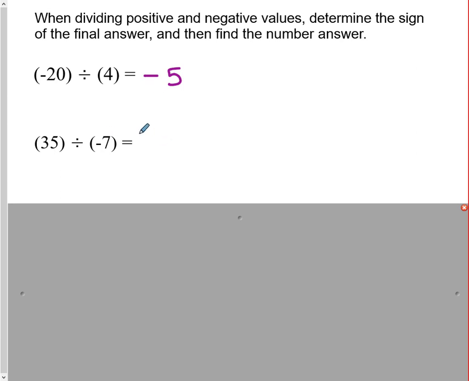Okay. Well, there's one negative in there. That's an odd number. So I know the answer is going to be negative because it doesn't get canceled out. 35 divided by 7 is also 5. Different question, also works out to negative 5.